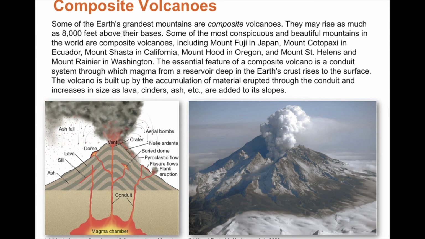Composite volcanoes are some of Earth's grandest mountains, and they rise as much as 8,000 feet above their bases. And some of them that we see are Mount Fuji in Japan, Mount Cotopaxi in Ecuador, Mount Shasta in California, and Mount Hood and Mount St. Helens and Mount Rainier in the Pacific Northwest. The essential feature of composite volcanoes is a conduit system through which magma from a reservoir deep in the earth's crust rises to the surface. So you have multiple areas where this magma can reach and erupt in a composite volcano.